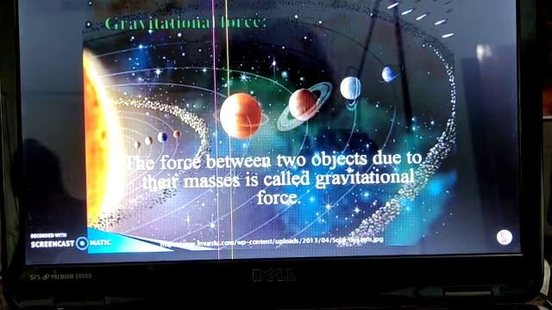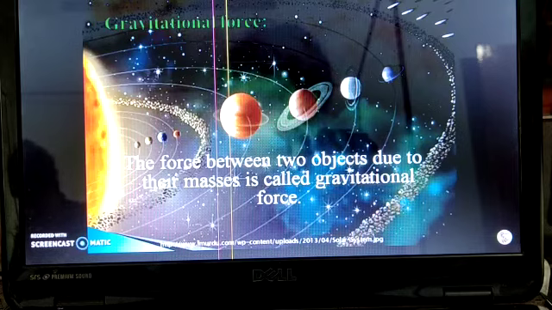Now next is gravitational force. So the force between two objects due to their masses is called as gravitational force.